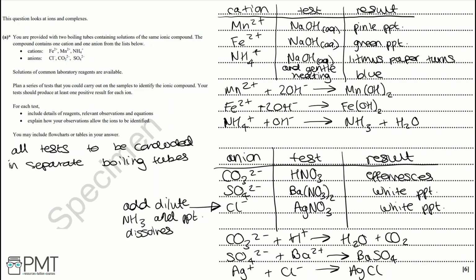To get the 6 marks for this question, you must develop a plan that allows identification of all 6 ions and includes essential detail and equations. For all test procedures and observations with 3 anion tests in correct sequence or in separate boiling tubes as we've stated here. We must also include a cation test with essential detail and all equations, which we have done in this model solution.